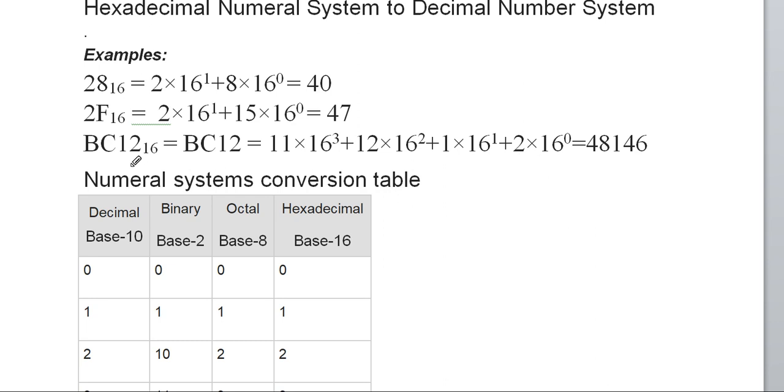In the last step, the last digit, in this case it is 2, will be multiplied by 16 to the power 0. After following all the calculation, we will get our result, which is 48146 in this case, and it is the equivalent decimal number. Okay, so here you are able to understand how to convert the different numbers into the decimal number system.